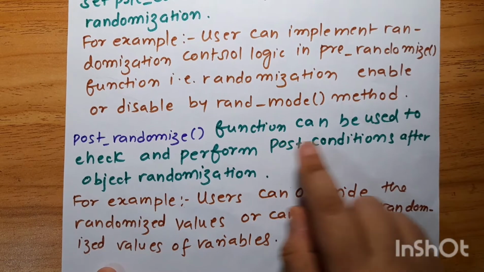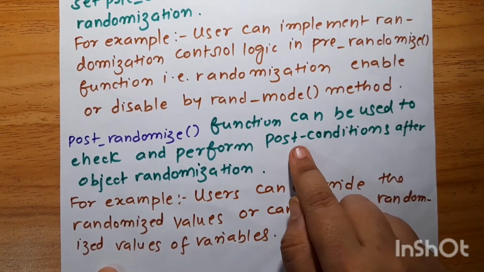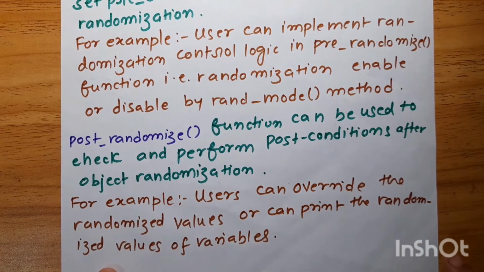The post-randomize function can be used to check and perform post conditions after object randomization. Suppose the object has been randomized. Now I want to display the value of all the variables of the object. That thing you can do in post-randomize. You can even override the randomized value. You can make use of the randomized value obtained, and for the next packet creation, if we want to put some condition based on the present randomization value obtained, we can do so in the post-randomize method.